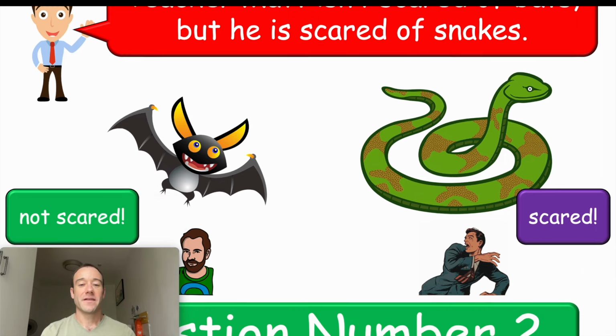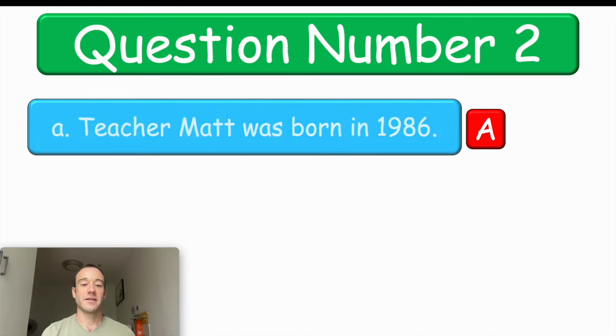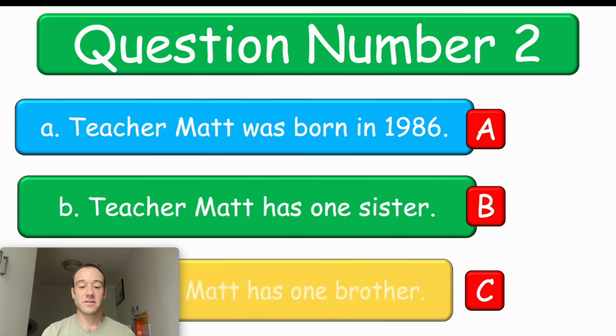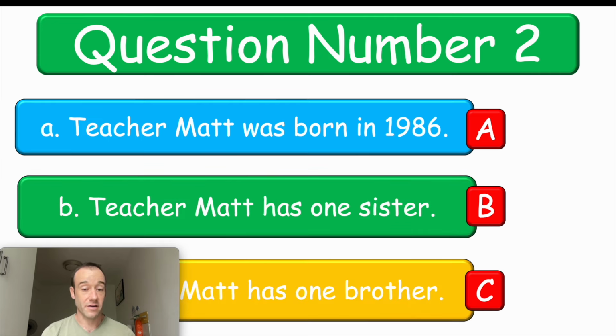Okay, and then question number 2. Okay, teacher Matt was born in 1986. Teacher Matt has 1 sister. Teacher Matt has 1 brother. Okay, this is going to be quite interesting for them because they have no idea what year I was born.